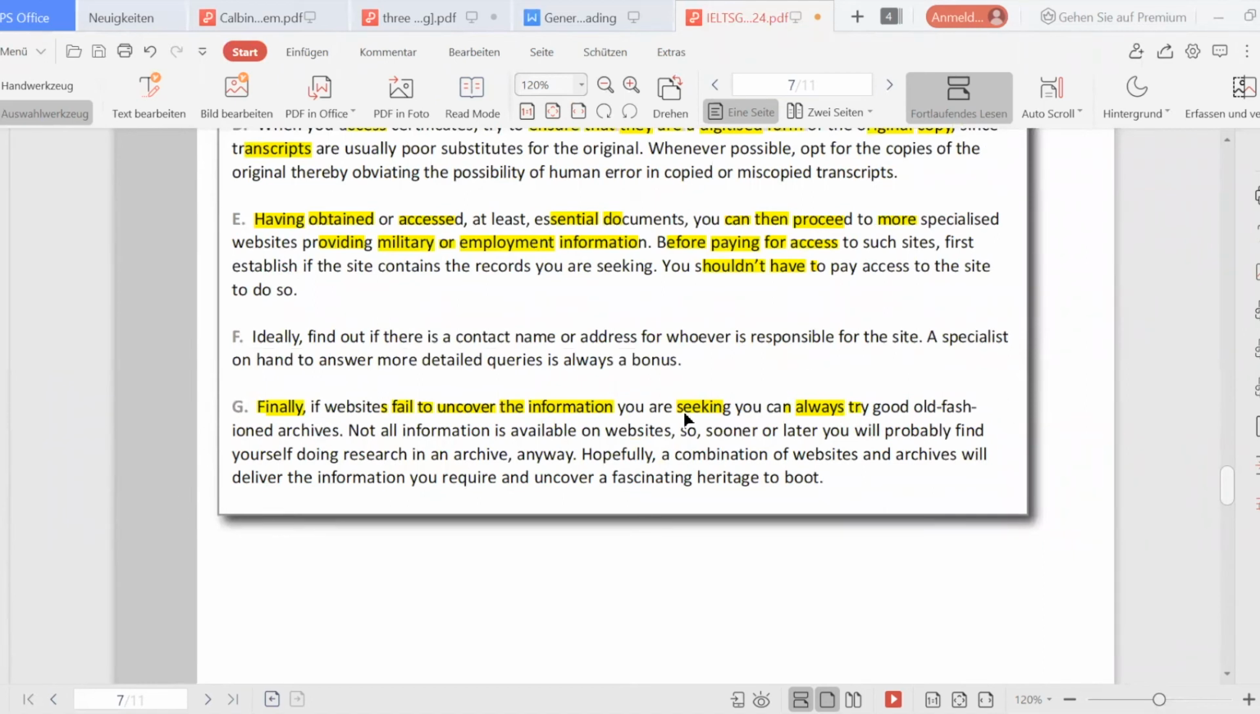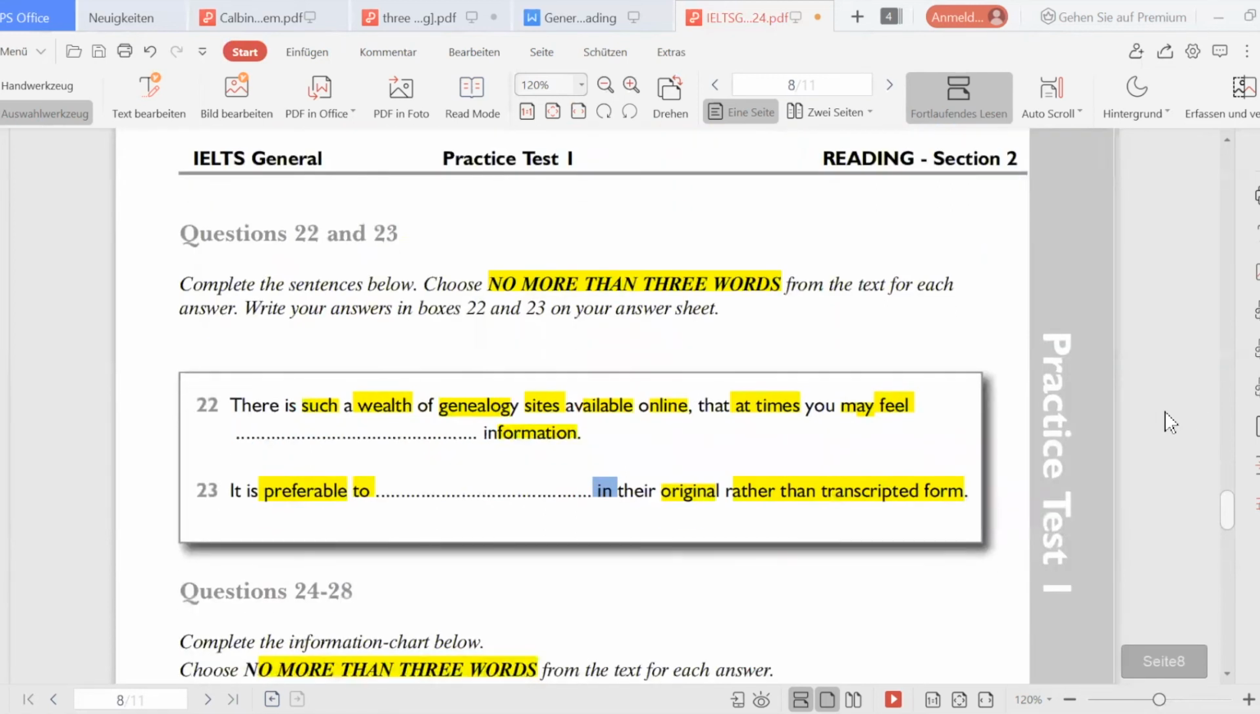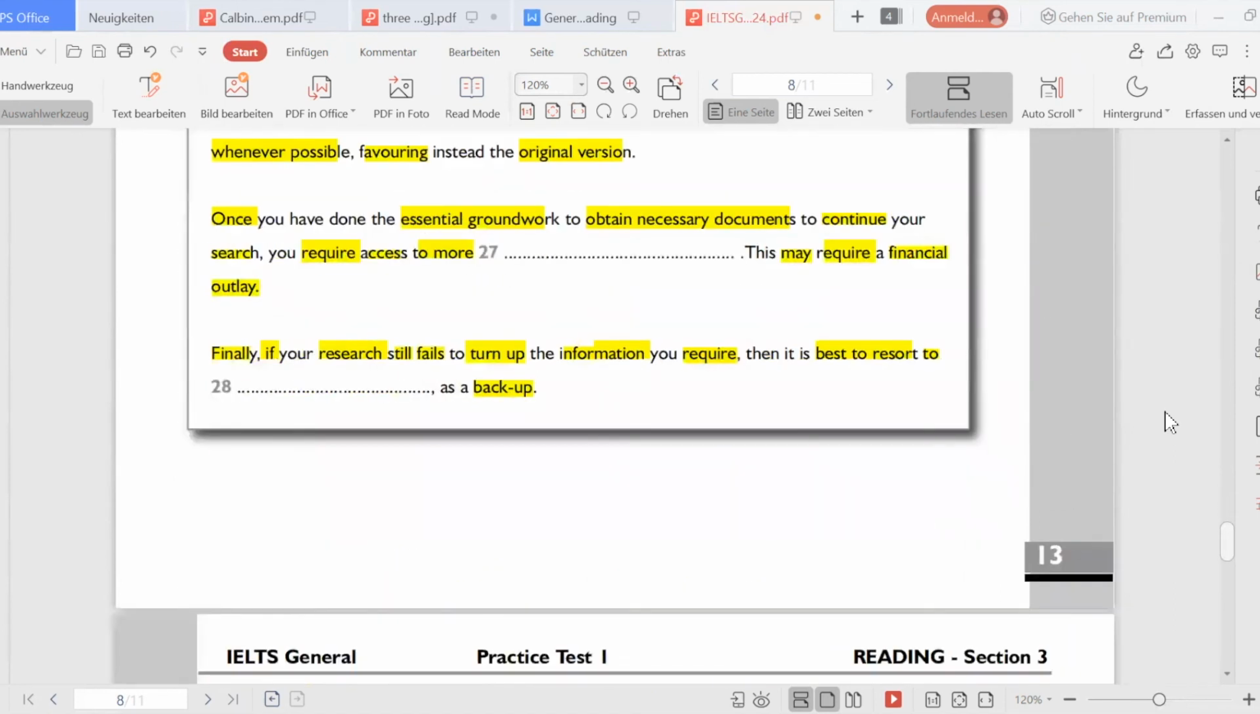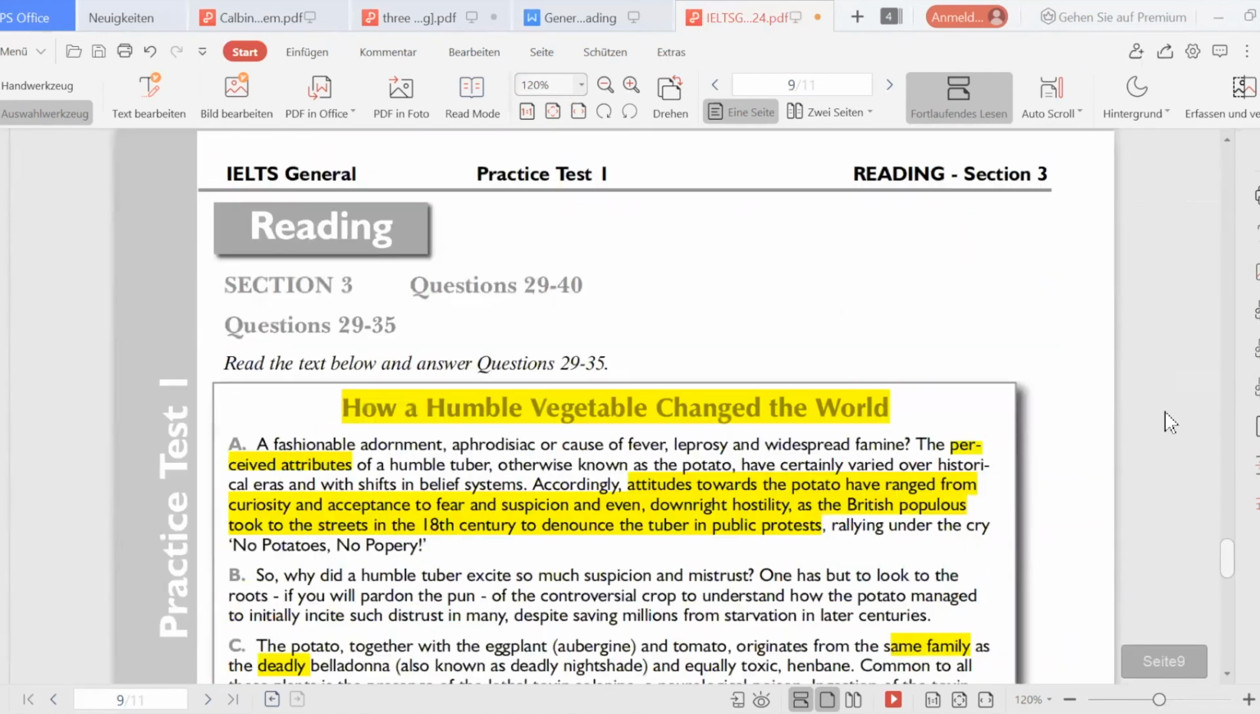So either archives or good old-fashioned. You can write all these three words, okay? It's not 4 words, it's 3. The hyphen here makes this phrase old-fashioned one word. Good. Moving on to the last section, section 3.